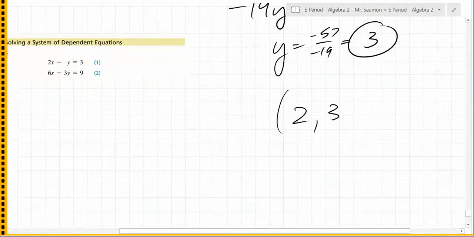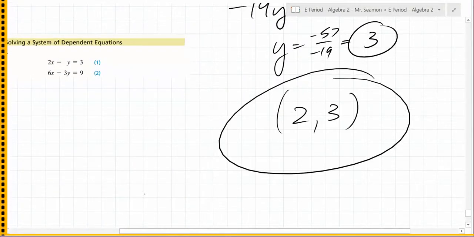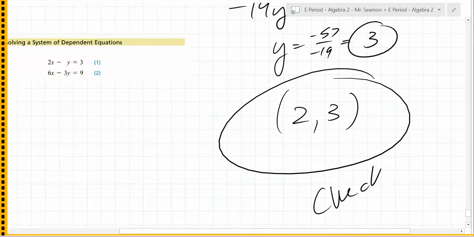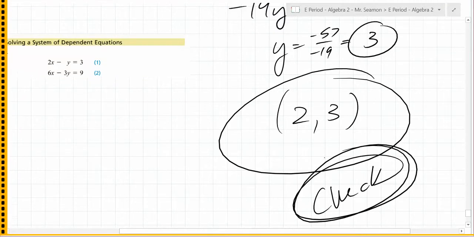What would be the last thing we would need to do? We're not going to do that right now, but you would need to check. You could do the other one. You should get the same answer. Yes, either one.